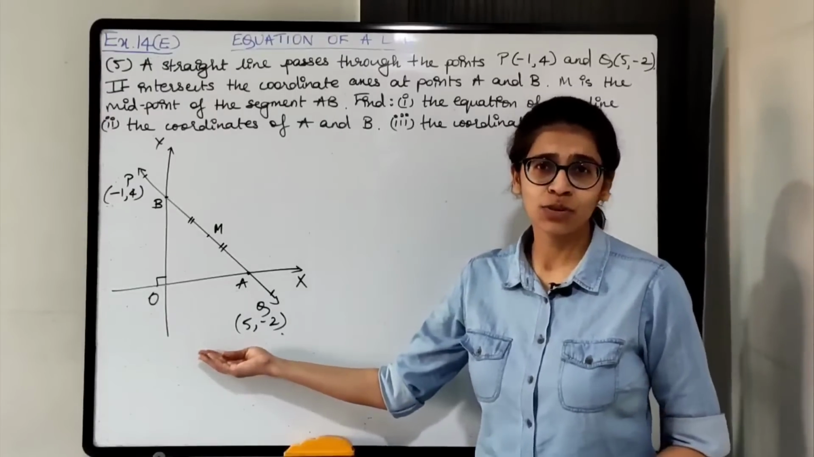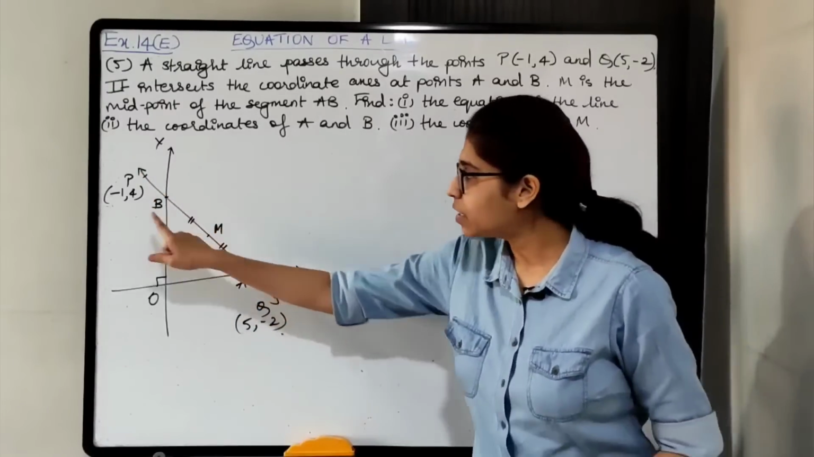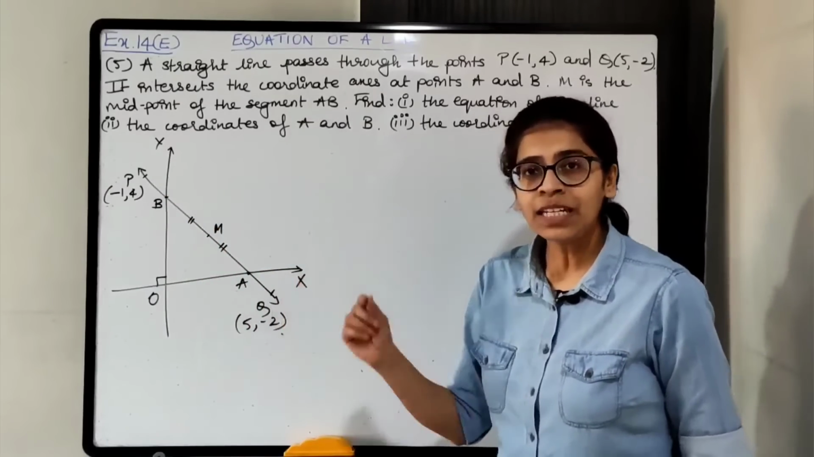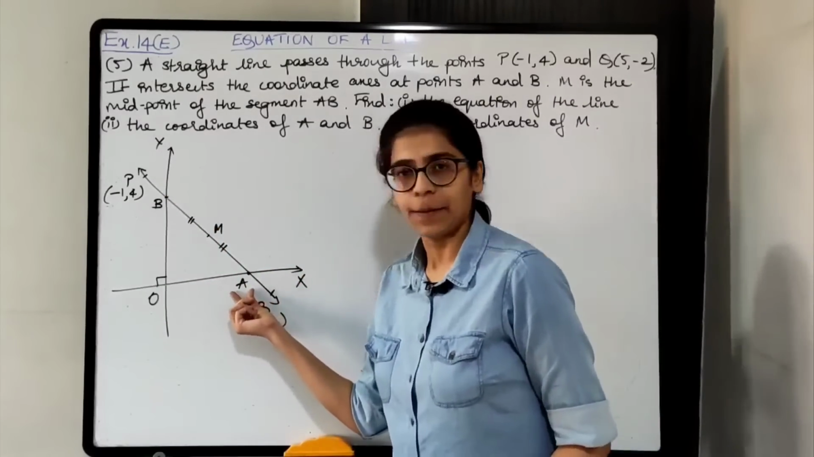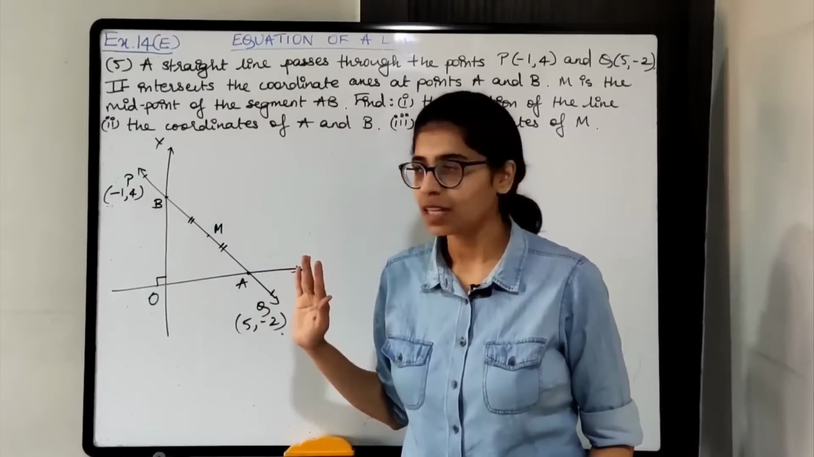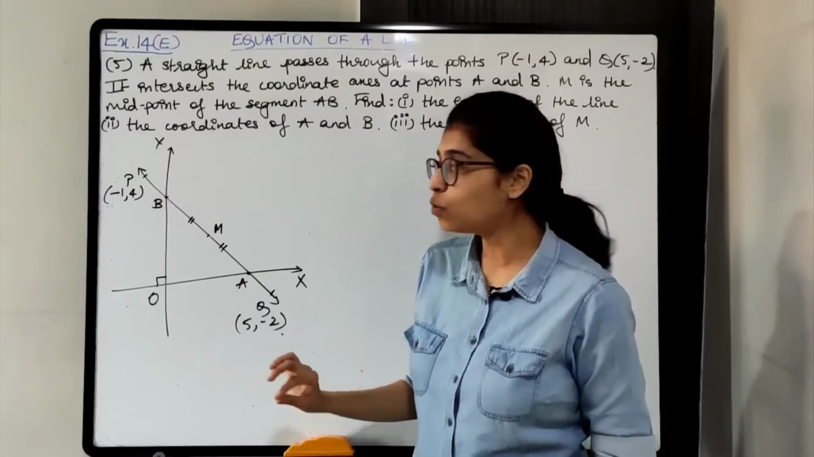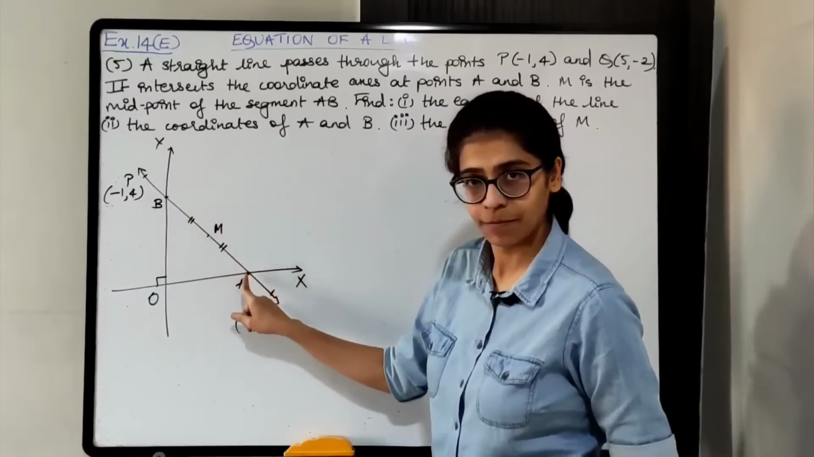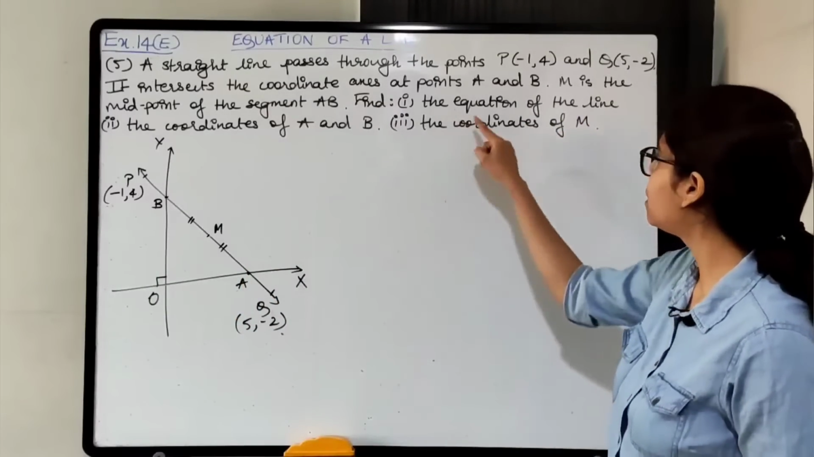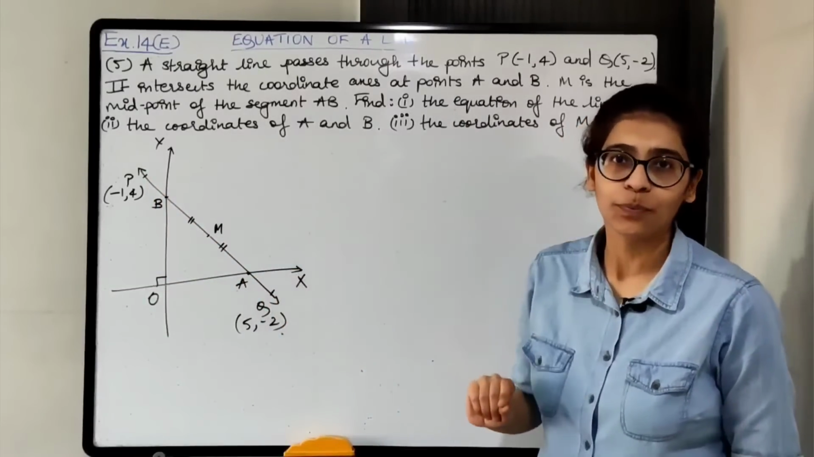The figure is given to you. There is a line PQ. We are given the coordinates of P and Q. PQ is meeting x axis at point A, है ना, and y axis at point B, and M is the midpoint of AB, not of PQ, it is midpoint of AB. Okay, so first thing that we have to find is the equation of the line. We have to find equation of line PQ.